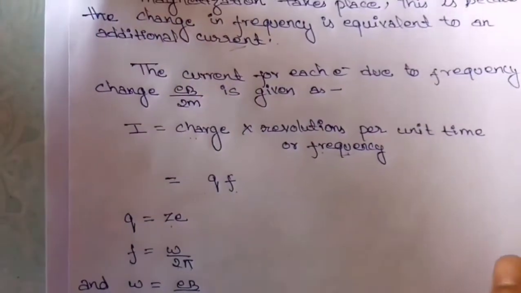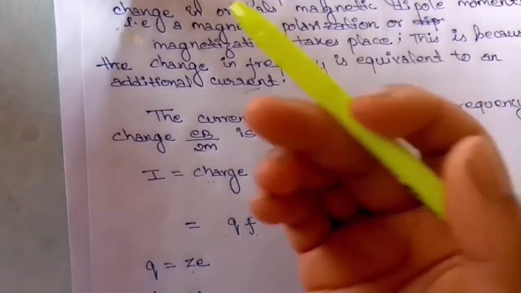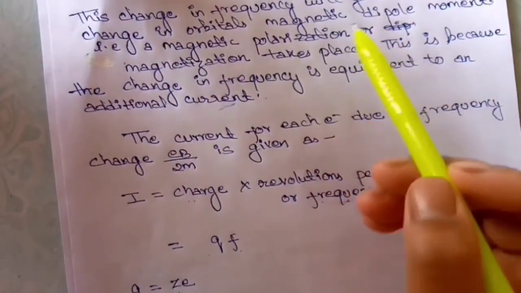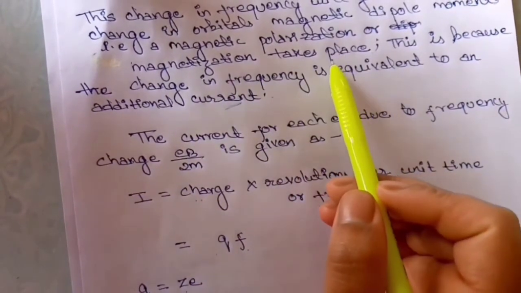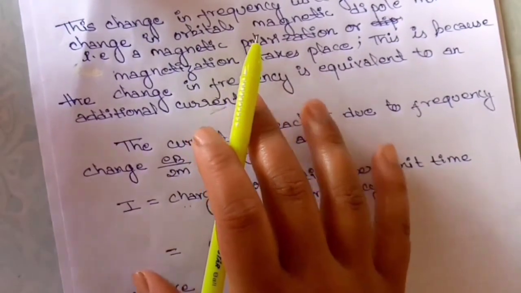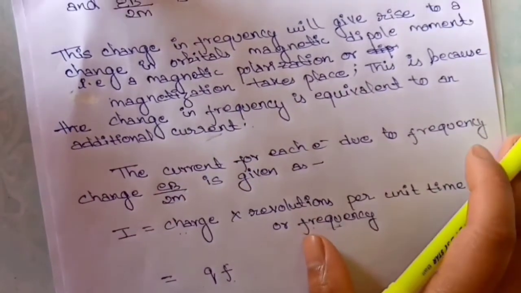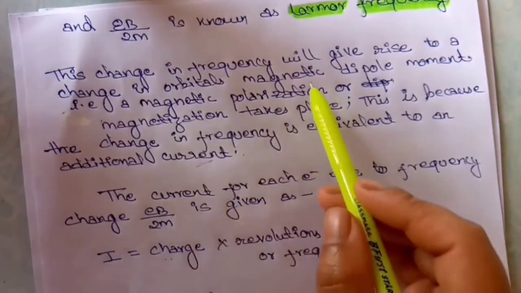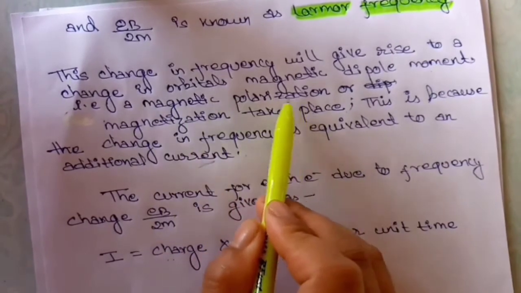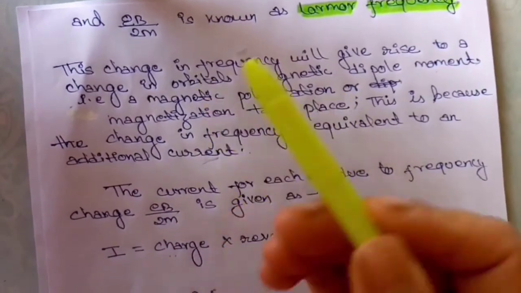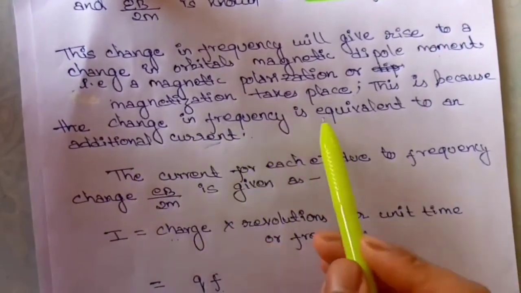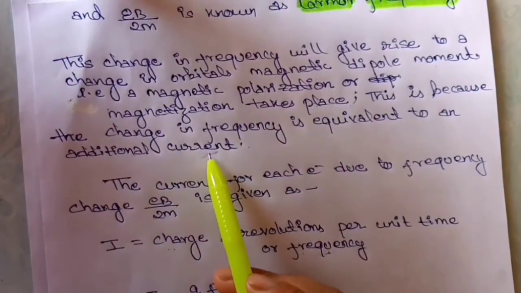So now the change in the frequency will give rise to a change in the orbital magnetic dipole moment, that is, a magnetic polarization or magnetization takes place. So this is how magnetization phenomena take place. The change in the frequency gives rise to a change in the orbital magnetic dipole moment. This is basically a change in the magnetic polarization, and in turn magnetization takes place. This is because the change in frequency is equivalent to an additional current.